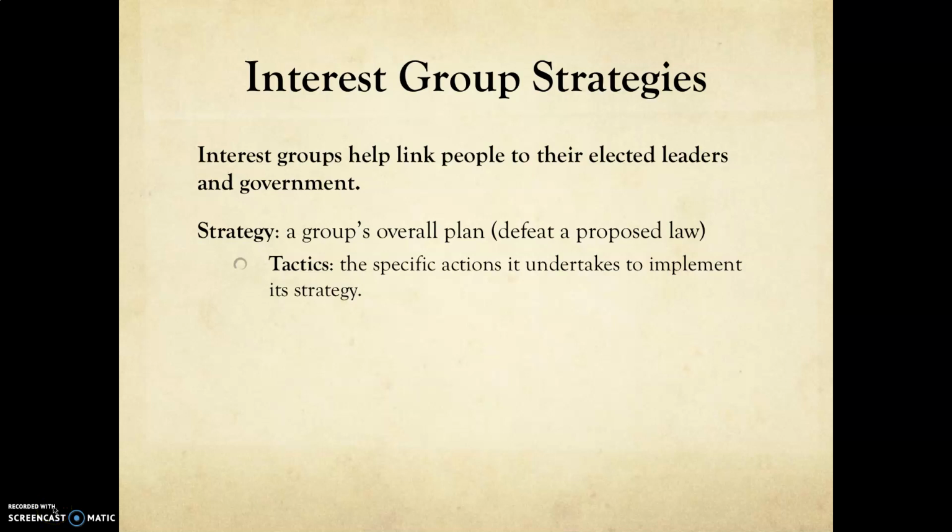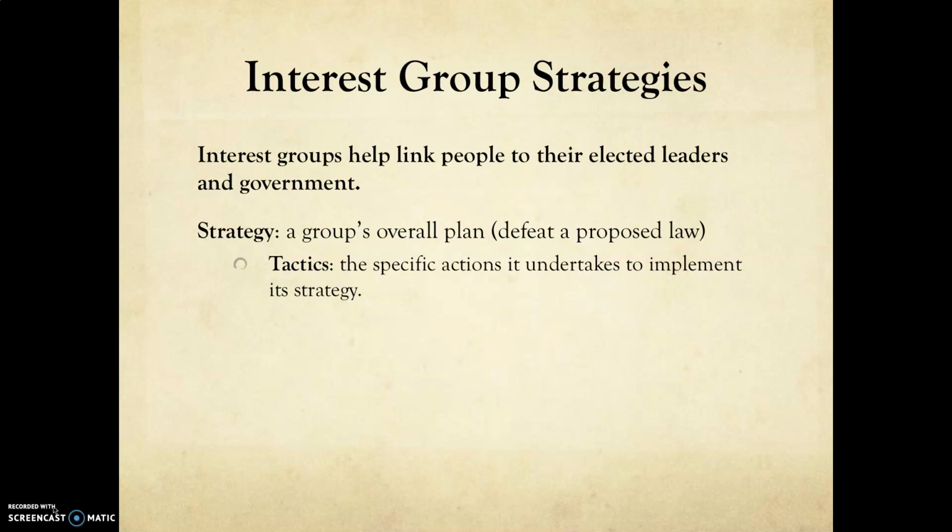Good day, everyone. This presentation will briefly review strategies interest groups can use to better link citizens with their elected leaders. Interest groups do help link us to our elected leaders in government. Consider public policy as part of this.